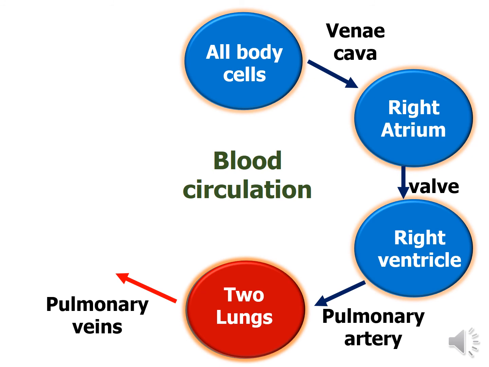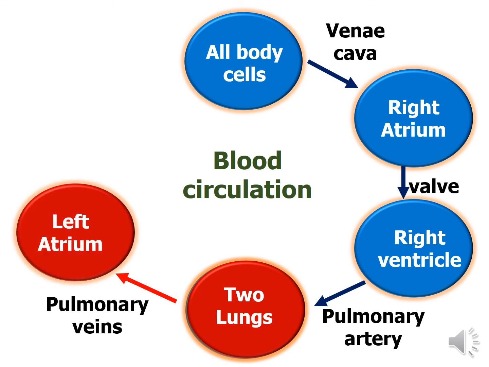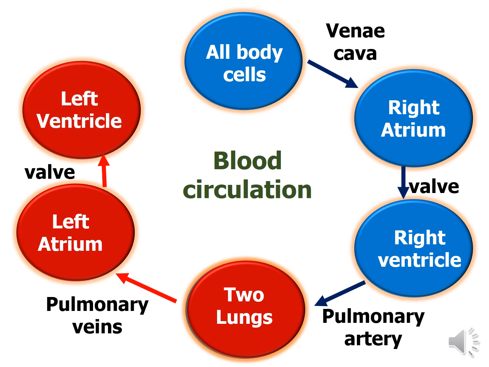Blood transfers from the two lungs through pulmonary veins and returns back to the heart inside the left atrium. Blood transfers from the left atrium through a valve to the left ventricle. The left ventricle pushes the blood through the aorta to all body cells.